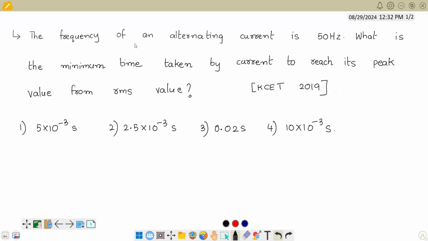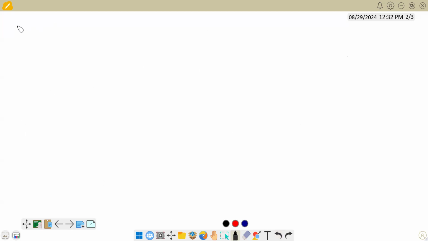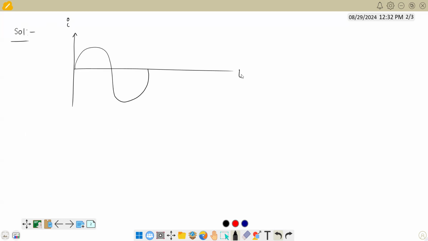Hello student, the question says the frequency of an alternating current is 50 Hertz. What is the minimum time taken by current to reach its peak value from RMS value? If nothing is mentioned, we will assume that the current is following a sinusoidal function. So imagine this is the equation of the current. So this is the current versus time graph.